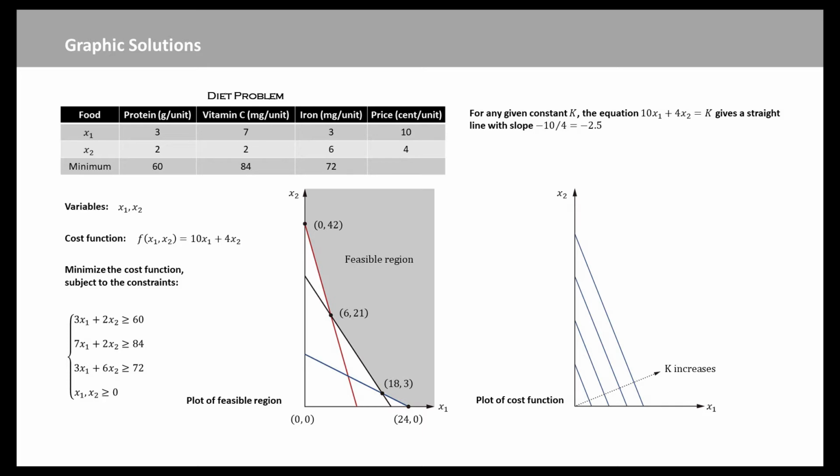For different k values, we will have parallel lines. They all have slope negative 2.5, but they are parallel to each other. Let's take a look at the graph. Here is the graph of something we call the level sets or contour lines for this function. They are all straight lines with the same slope. If we hold the dashed line and move it in a parallel way upwards, then x1 and x2 will be increasing, and therefore the k value is increasing. If I increase k, then the cost will be larger. If I move k lower, then the cost gets smaller.